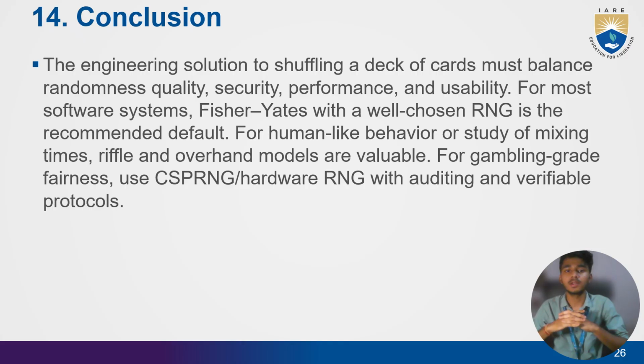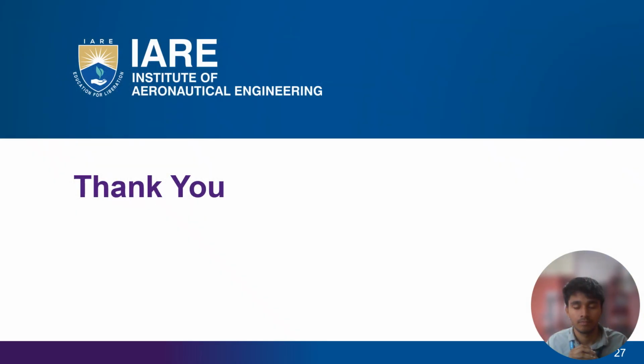Conclusion. The engineering solution to shuffling a deck of cards must balance randomness quality, security, performance, and usability. For most software systems, Fisher-Yates with a well-chosen RNG is a recommended default. For human-like behavior or study of mixing times, riffle and overhand models are valuable. For gambling-grade fairness, use a CSPRNG or hardware RNG with auditing and verifiable protocols. Thank you.